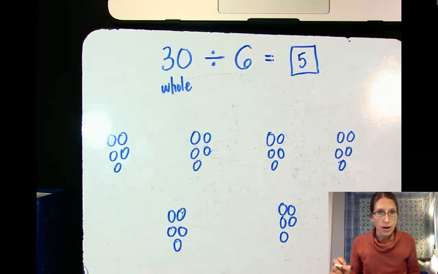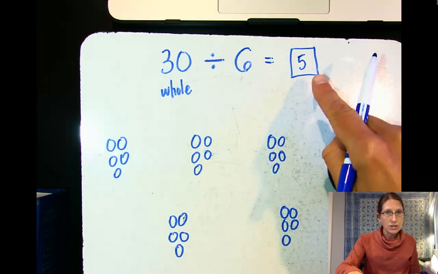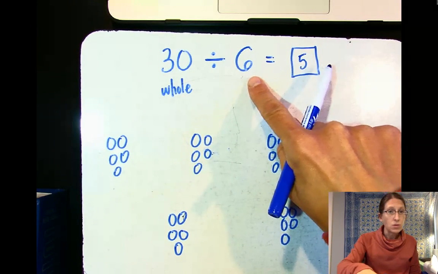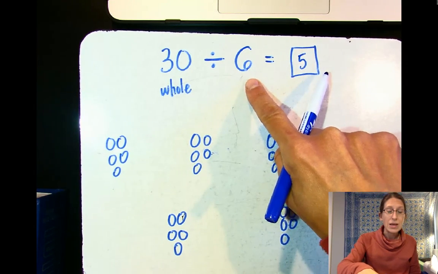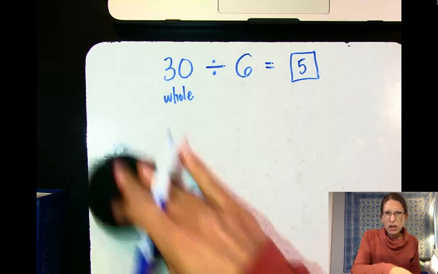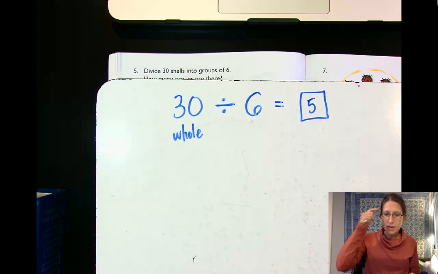So it depends on what the problem is asking us. But again, we'll always get the same answer, but sometimes this number means how many groups, like 6 groups. Sometimes this means how many in each group. So that's the thing that can be a little bit of a challenge, but it's a good challenge for our brains to think about.